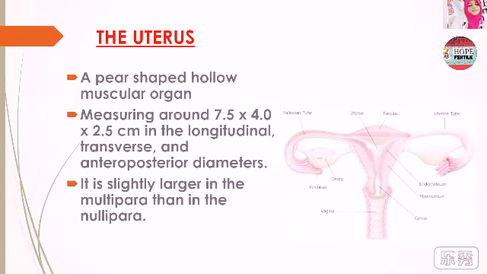So now comes the major part, that is the uterus. Uterus, a pear-shaped hollow muscular organ. It measures around 7.5 by 4 by 2.5 centimeters in the longitudinal, transverse, and anterior-posterior diameters. It is slightly larger in multipara than in nullipara.